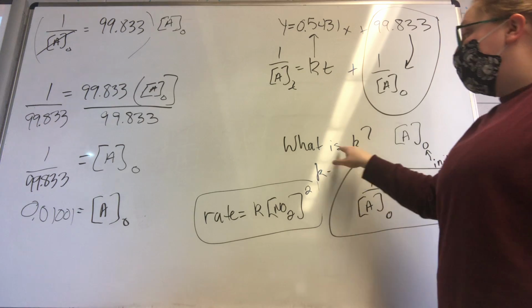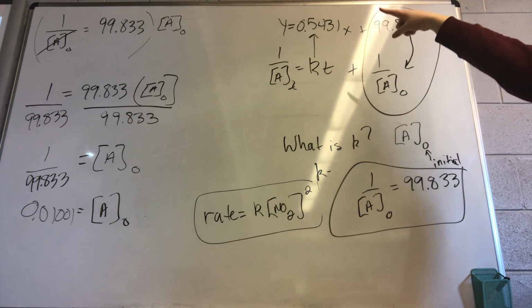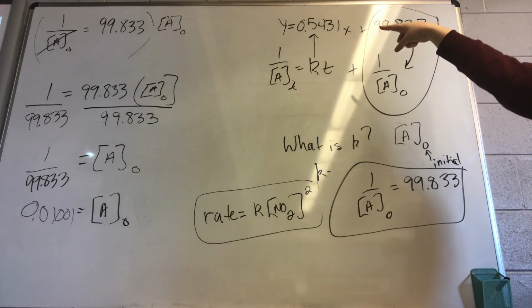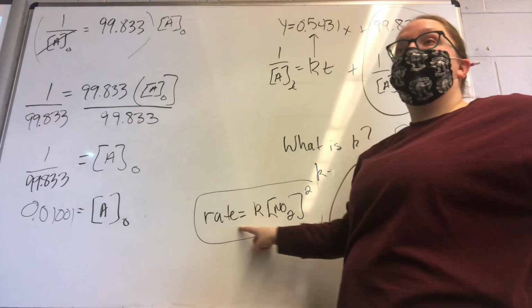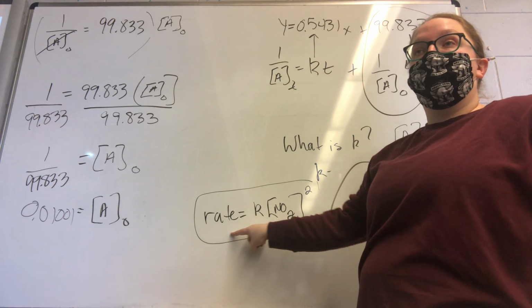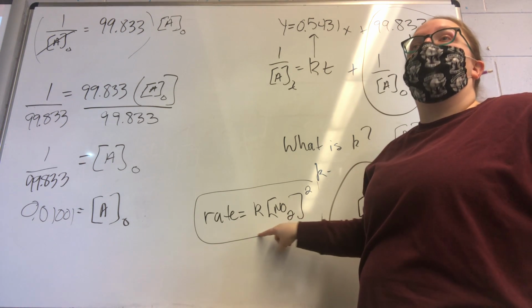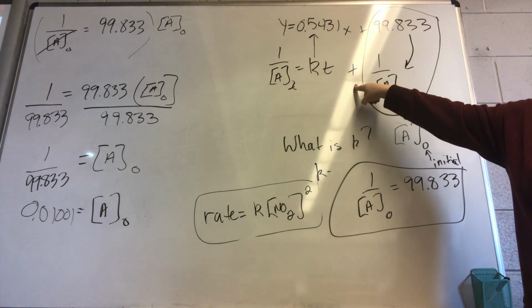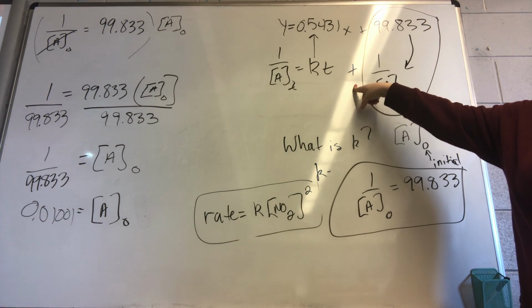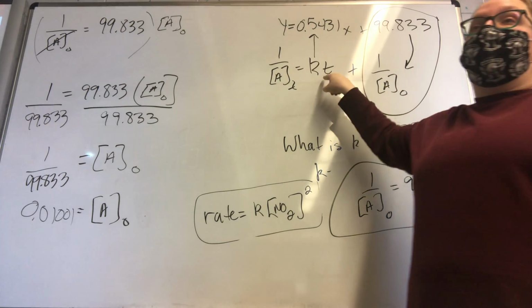So now that you know what K is from this particular reaction, if I said, what is the rate of the reaction when the concentration of NO2 is 0.005? You would do this. We would use the rate law at that point. You could also use this concentration, absolutely. The problem is you'd have to know what the time is to do it.